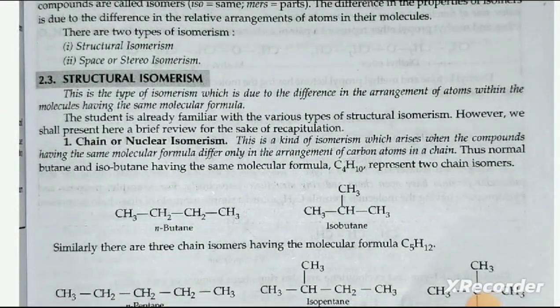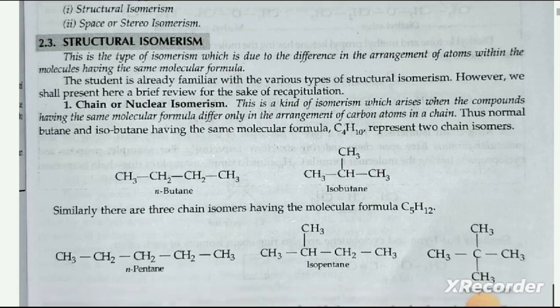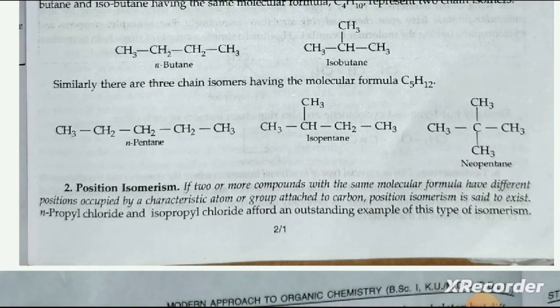This is a kind of isomerism which arises when the compounds having the same molecular formula differ only in the arrangement of carbon atoms in a chain. Thus, normal butane and isobutane having the same molecular formula C4H10 represent two chain isomers, n-butane and isobutane. Similarly, there are three chain isomers having the molecular formula C5H12. These are n-pentane, isopentane, neopentane.